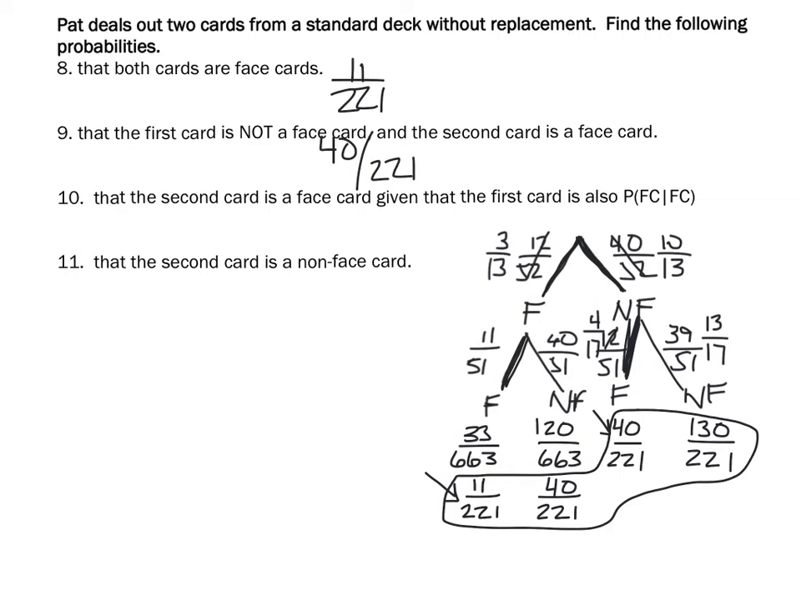Number 10 is a conditional probability. The probability that the second card is a face card, given that the first card is also. So we know we have a face card. The first card is a face card. There's no choice with that. Now I'm picking out a second card. I want to know, is it a face card? That probability would simply be 11 out of 51.